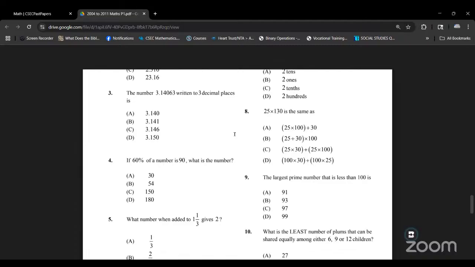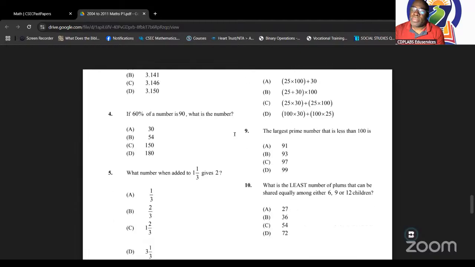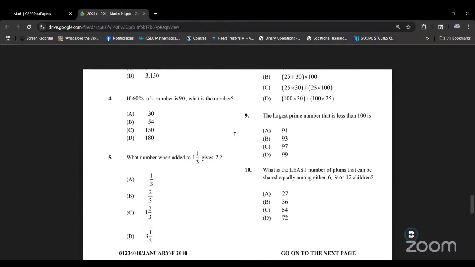Number 9. Read number 9 for me, please. The largest prime number that is less than 100 is... Okay. So we have to know what prime numbers are, right? Yes, sir. Okay. What do you think the answer is? C. Why not A, B, and D?